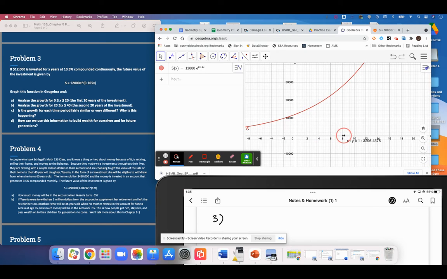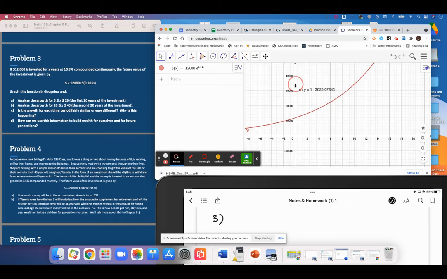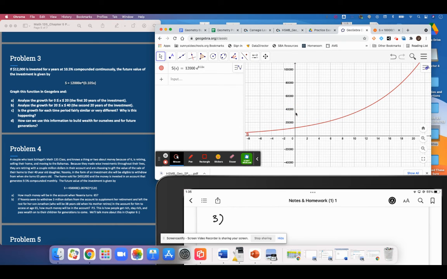So we're talking about the first 20 years. And so we start here with $12,000. And after 20 years, I've got to pull my grid down so I can see what happens at 20 years. That's quite a lot of money. So this $12,000 in 20 years turns into almost $100,000. And so that's pretty awesome. That is really, really fantastic growth.